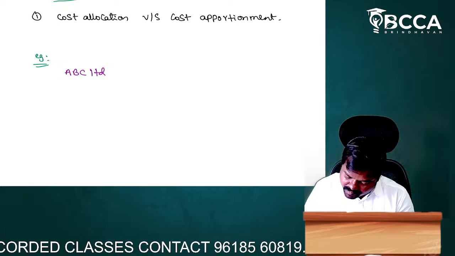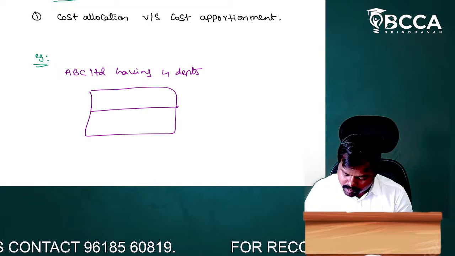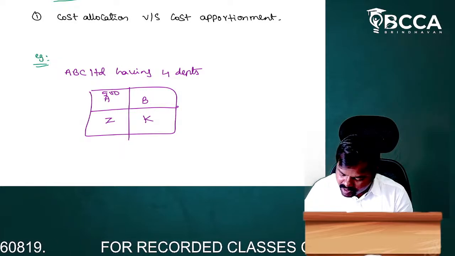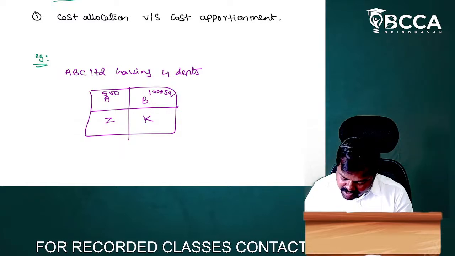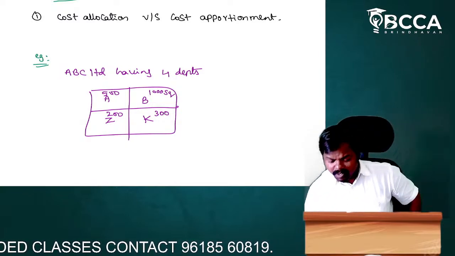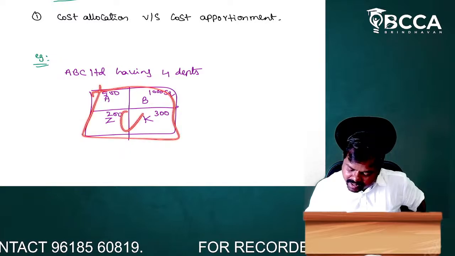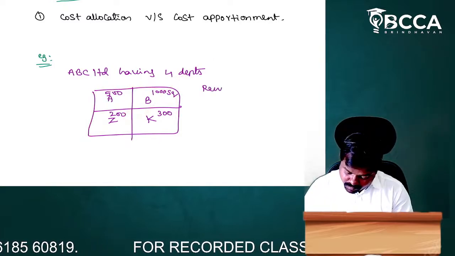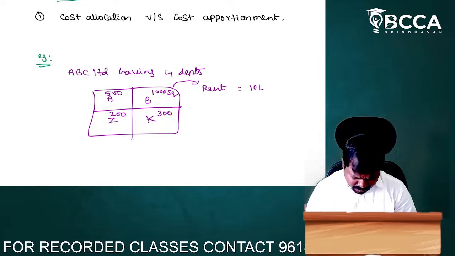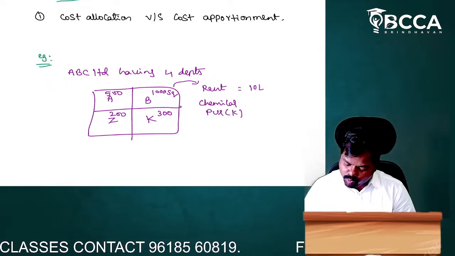ABC Limited having 4 departments: Department A, Department B, Department Z, Department K. Department A occupies 500 square feet, Department B 1000 square feet, Department Z 200 square feet, Department K 300 square feet. Total square feet of the building is 2000. Assume they spent rent of 10 lakhs for this building, per annum, not per month. A chemical purchased and used in department K only costs 3 lakh.